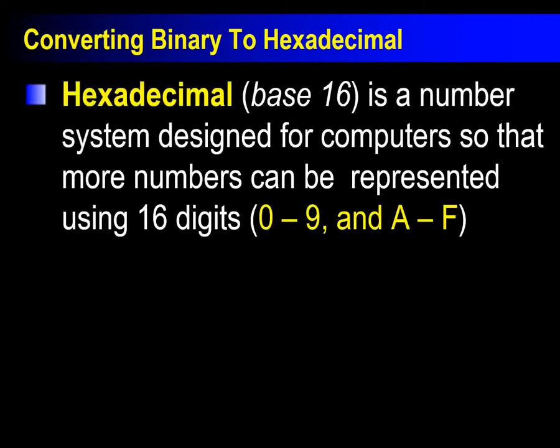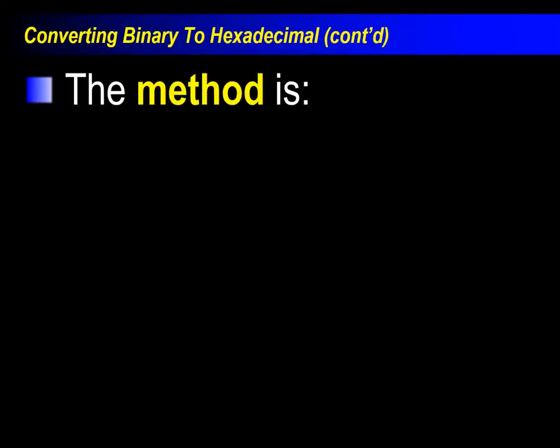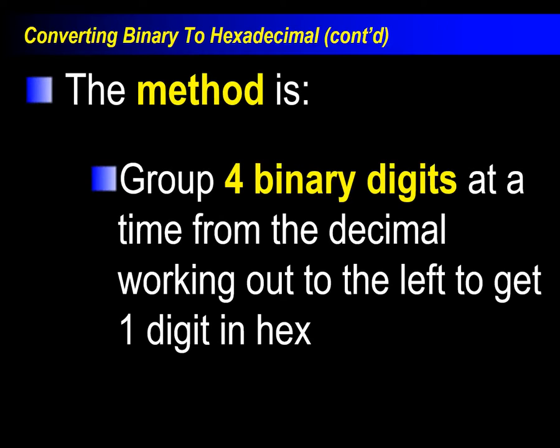Okay, now, for hexadecimal numbers. Hexadecimal, which is base 16, also can be done this way, but it's simpler to just use that chart that I showed you to memorize before. Okay? So hexadecimal values use 0 through 9 and A through F in terms of letters. So the method is group 4 binary digits at a time and look it up on the table to figure out what its hexadecimal equivalent is.